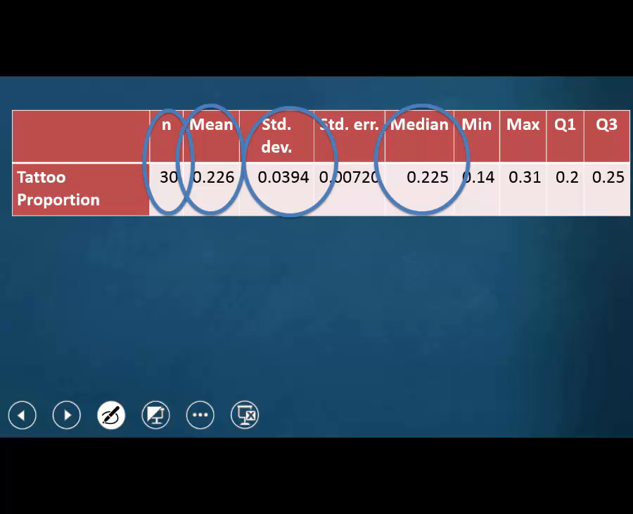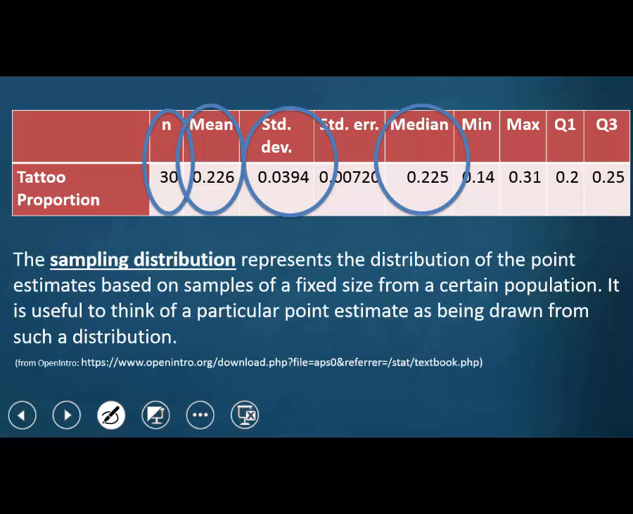So we only took 30 different samples of size 100. When we look at this distribution of samples, we were attempting to investigate the sampling distribution of all of the sample proportions. So the sampling distribution represents the distribution of the point estimates. Here we were estimating the proportion based on samples of fixed size from a certain population. So it's useful to think of a particular point estimate as being drawn from such a distribution.